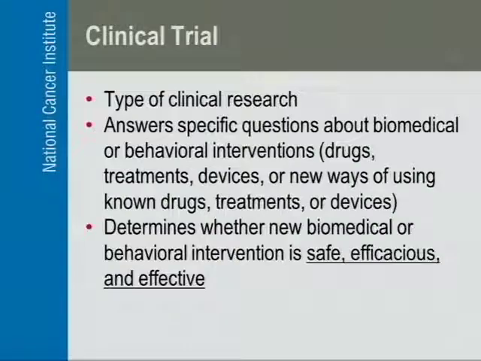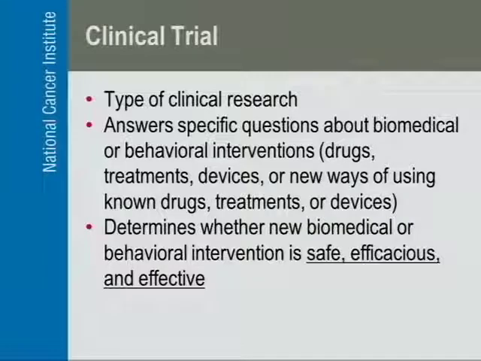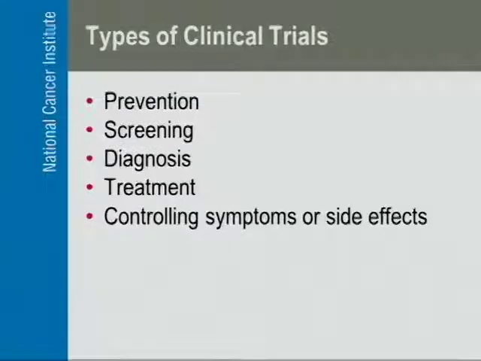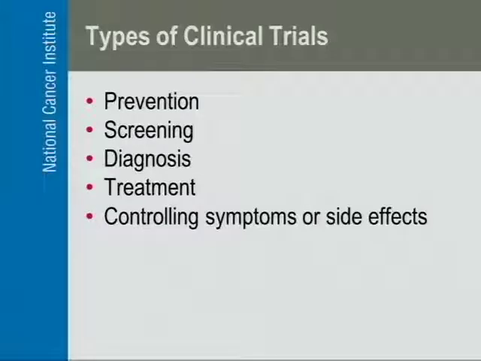So clinical trials is one type of clinical research that really looks at answering specific questions about interventions. And these interventions can be drugs, devices, it could be some type of change in behavior, and it really is looking at trying to develop something that's safe and effective. There are several types of clinical trials. Prevention trials obviously look at preventing a disease or a condition from happening.